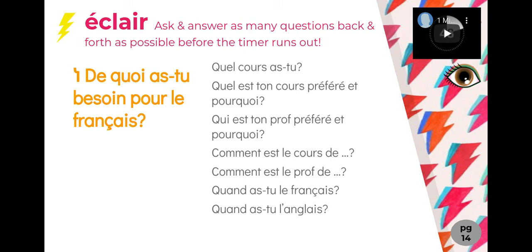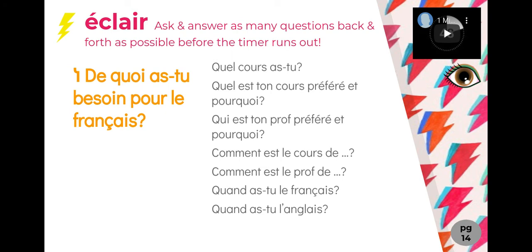We're going to practice our speaking some more. So you're going to ask and answer as many questions back and forth as possible before the timer runs out with your eyeball partner. So, de quoi as-tu besoin pour le français is going to be our required question that you both need to ask, both need to answer. And then after that, you can ask any of the questions that we know how to ask and answer from page 14 or listed on the screen.